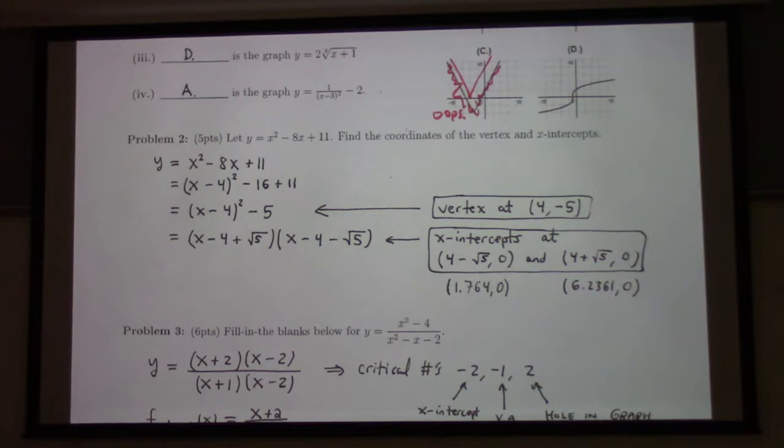Some of you used the formula that we derived in class for the vertex, right? That's fine, but you have to make sure you use it carefully. I have a lot of people using it carelessly and getting the wrong vertex, unfortunately. So let's see here. And then for the x-intercepts, you want to factor it. So if I factor it, I get this. And from that, I can see I've got 4 plus or minus the square root of 5 as places where this is 0, which means my x-intercepts are respectively this and that, right?